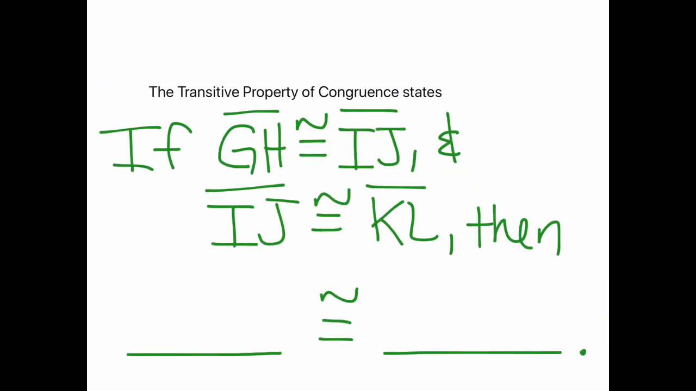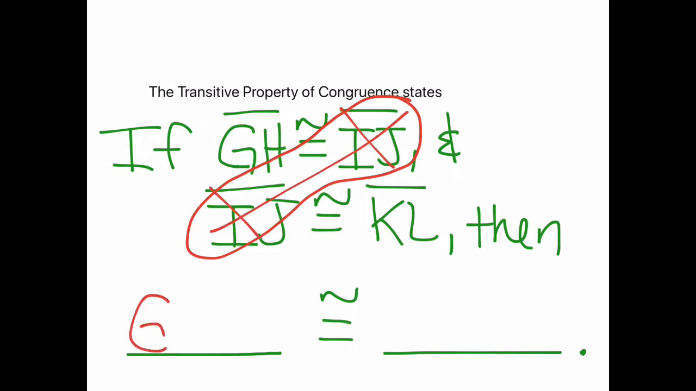The transitive property of congruence states that if segment GH is congruent to segment IJ, and segment IJ is congruent to segment KL, then what can you assume? Notice how we have IJ here in both of them, so both GH and KL are congruent to IJ, so we can cut out the IJ and we can say that segment GH is congruent to segment KL.